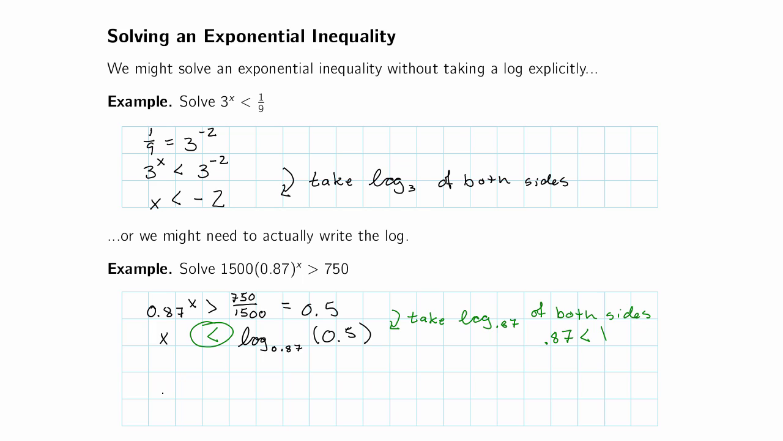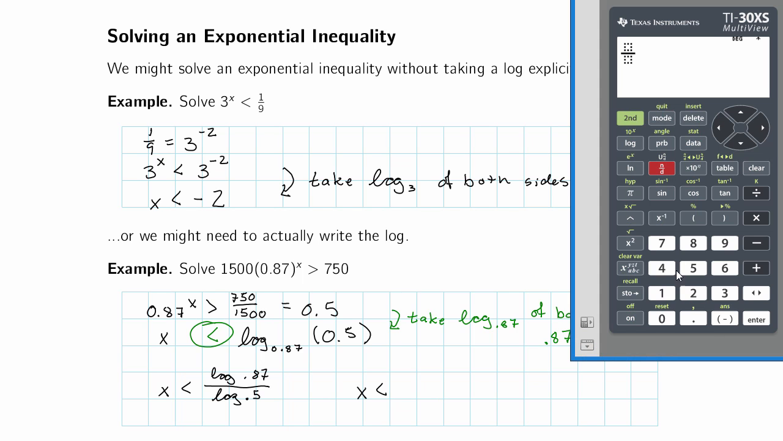So, using exact numbers, x is less than the log of 0.87 over the log of 0.5. Now, we have an inequality. If we want a decimal approximation, that affects our rounding. We'll take log of 0.87 over log of 0.5, and we get 0.2009.